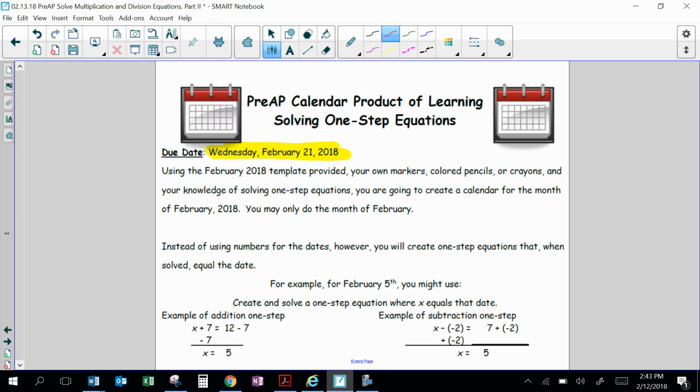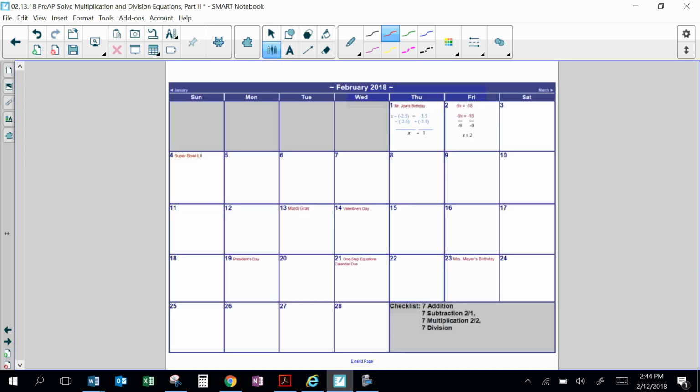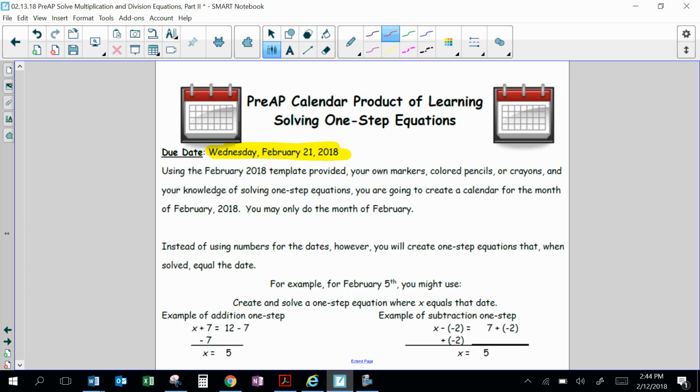Using your own markers, color pencils, crayons, and your knowledge of solving one-step equations, you are going to create a calendar for the month of February 2018. You may only do the month of February because February has my birthday on it and Mrs. Meyer's birthday. Sorry, Mr. Rao. Instead of using numbers for the dates, you will create one-step equations that, when solved, equal that date.